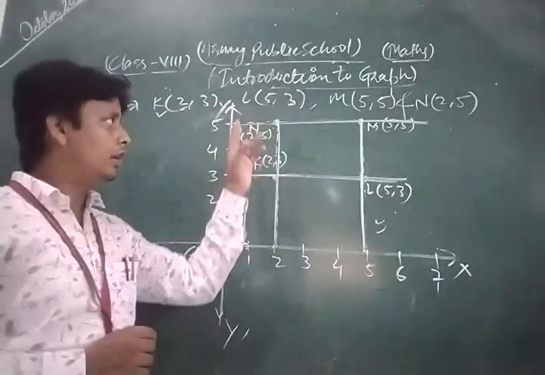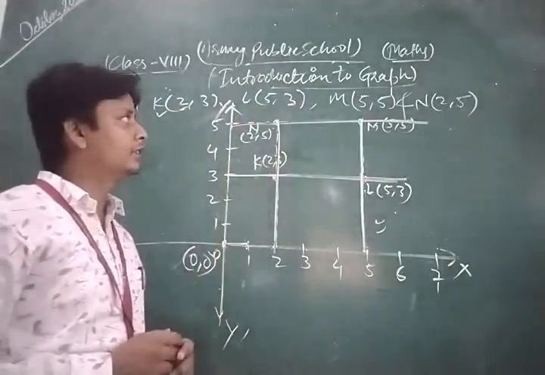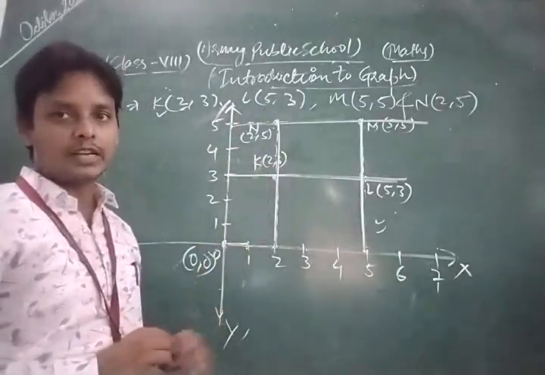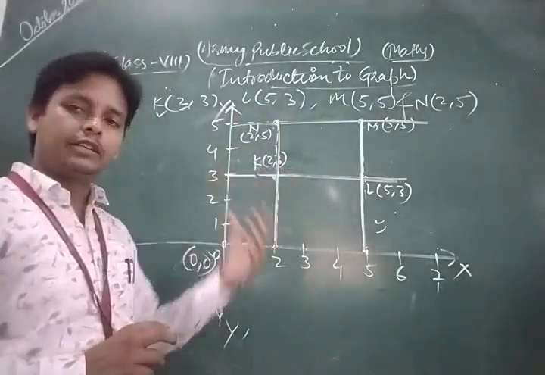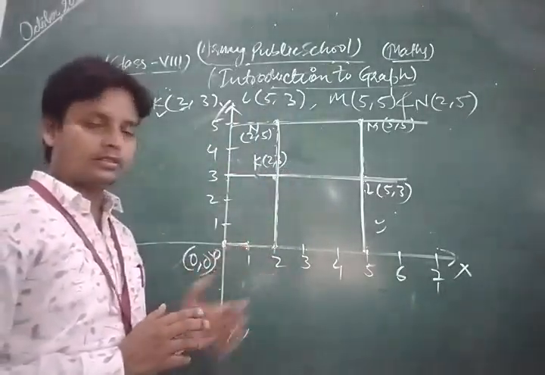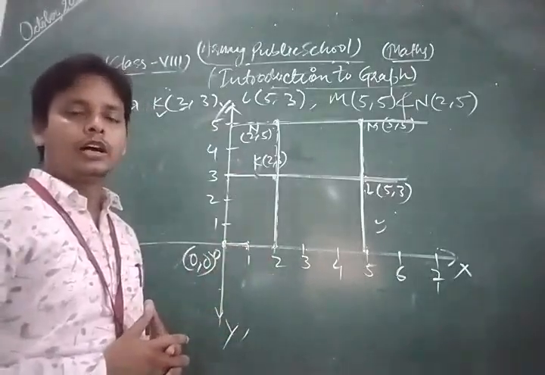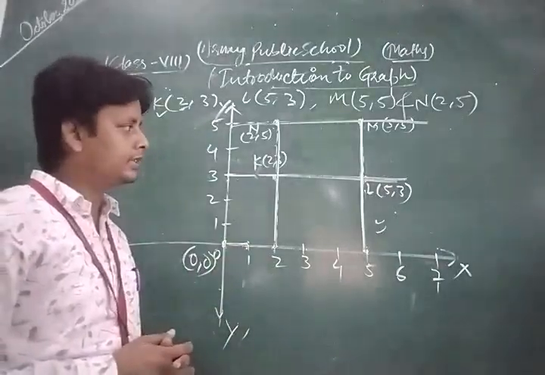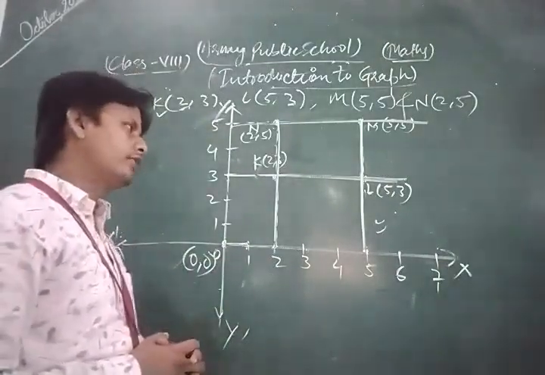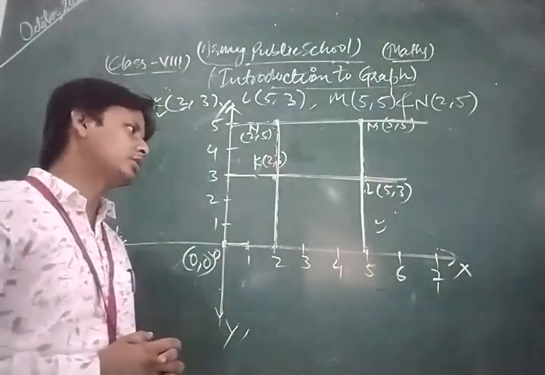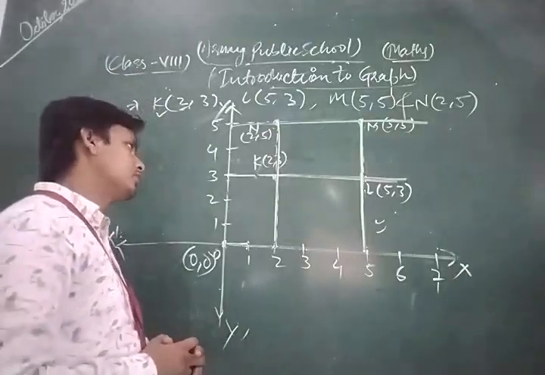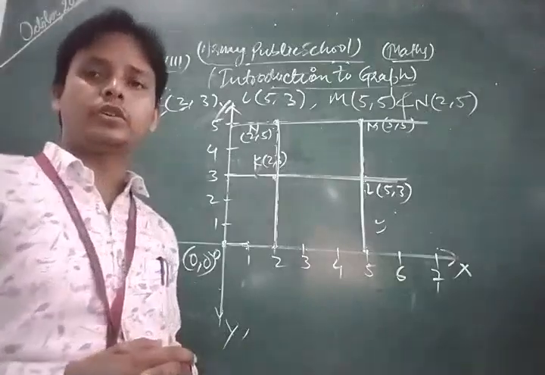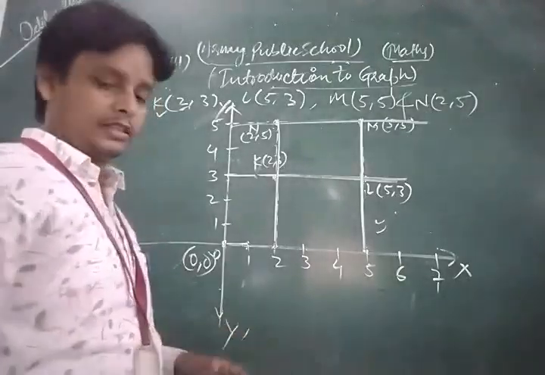Because all the coordinates of the points K, L, M and N are positive, all these points lie in the first quadrant, which I already discussed. This concept we also discussed in previous classes. So please, dear students, do more and more practice of that type of questions. After that you can solve each and every question of your NCERT exercise based on these topics. So this is very important for you and your upcoming examinations.